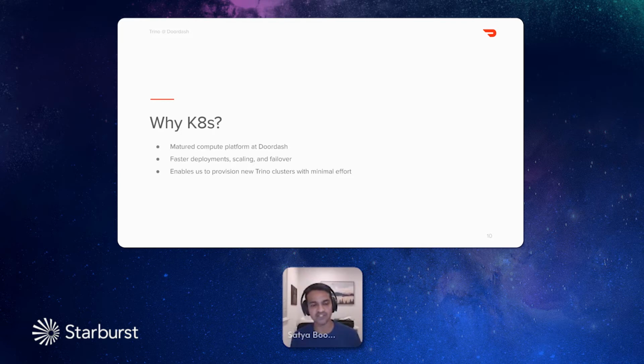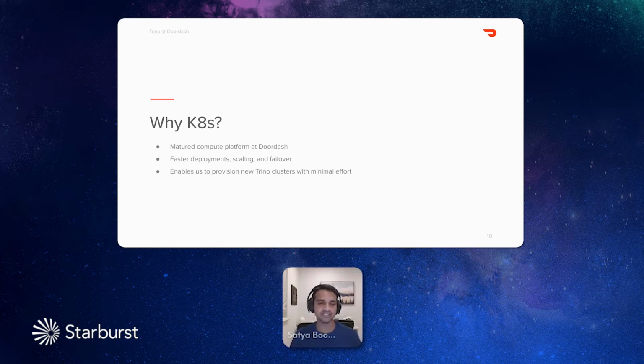Those are definitely slower compared to Kubernetes. Scaling is another aspect. We don't really have to worry about scaling. It's already taken care of. And the failover strategy. Anytime you're working with Trino, most of you are probably familiar with the worker failure, and then you need to relaunch it or take care of it manually. But with Kubernetes, that is something taken care of for you. So it's much easier to scale in a way.